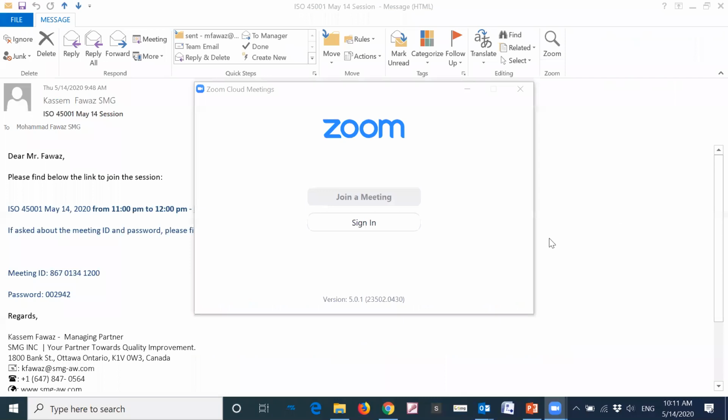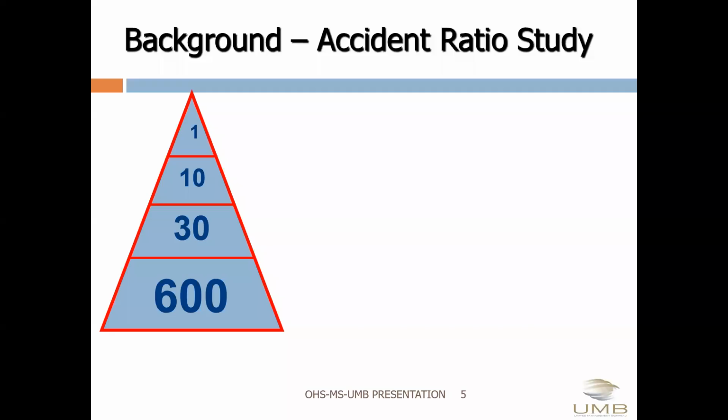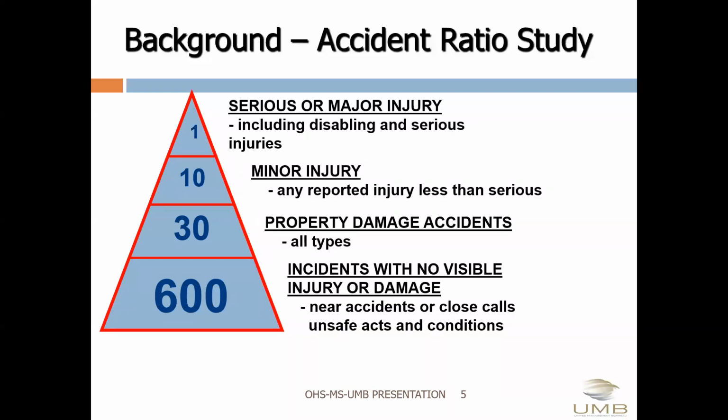So sorry for that. We're talking about the study that we said for every 600 near misses, we have 30 property damage accidents of all types, 10 minor injuries, and one serious injury or fatality. So in an organization, sometimes near misses happen. So incidents happen with workers, but nothing happened to them. They are not hurt, they are not damaged.